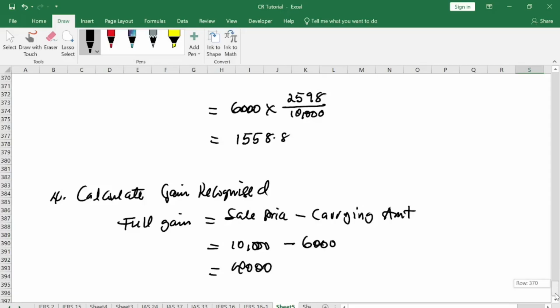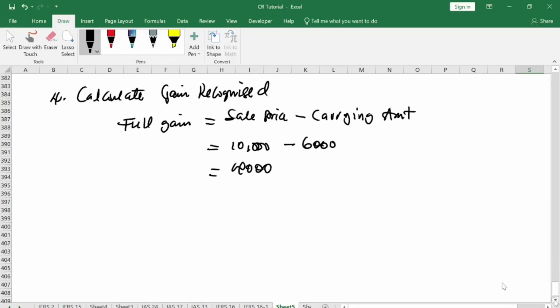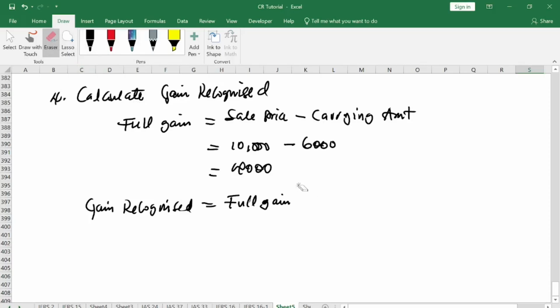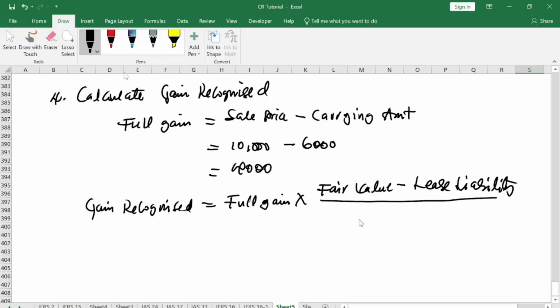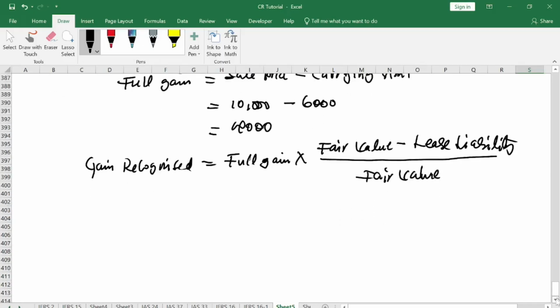All right, so the same applies here. How do we get the gain that will be recognized by you? Gain recognized is equal to the full gain we just calculated, multiplied by the fair value of the asset, so the fair value minus the lease liability, all divided by the fair value.